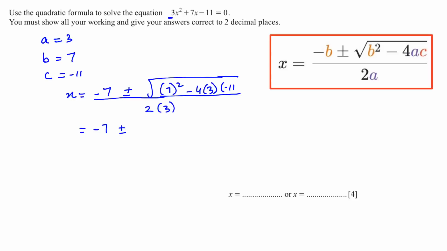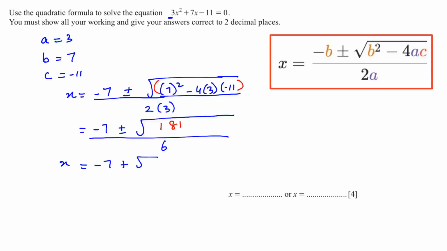Now solve step by step. Write the square root. Put this much in the calculator together and write the answer. We'll get 181 over 2 multiplied by 3, 6. Now you have two values of x. X is equal to negative 7 plus square root 181 over 6. And the second value is x is equal to negative 7 minus square root 181 over 6.